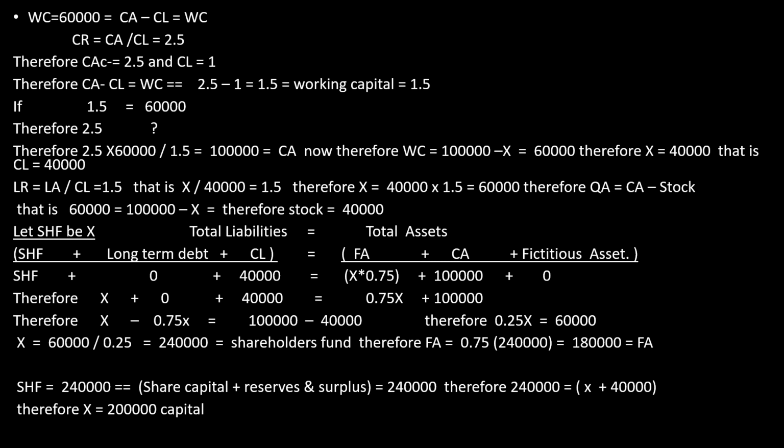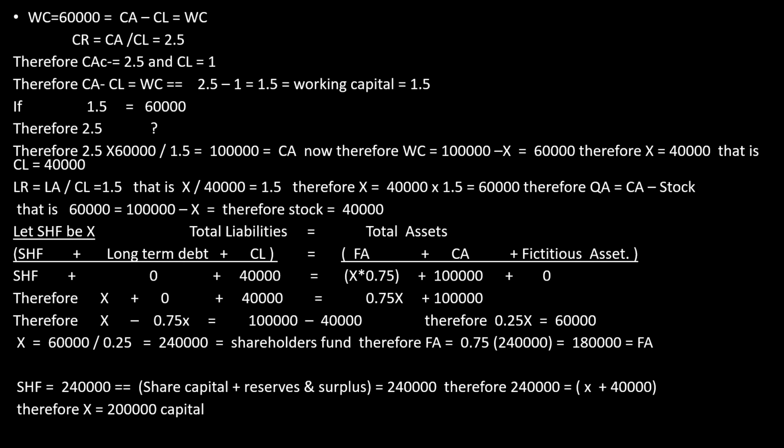Therefore, X minus 0.75X is equal to 1 lakh minus 40,000. Whenever you come across X, it is nothing but 1. 1 minus 0.75 will give you 0.25X is equal to 60,000. Therefore, X is equal to 60,000 divided by 0.25. That is 2,40,000. Now, the value of X will be 2,40,000.